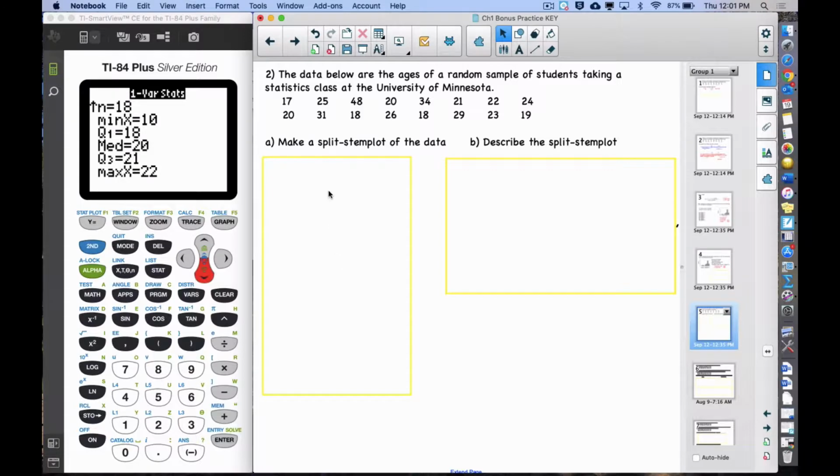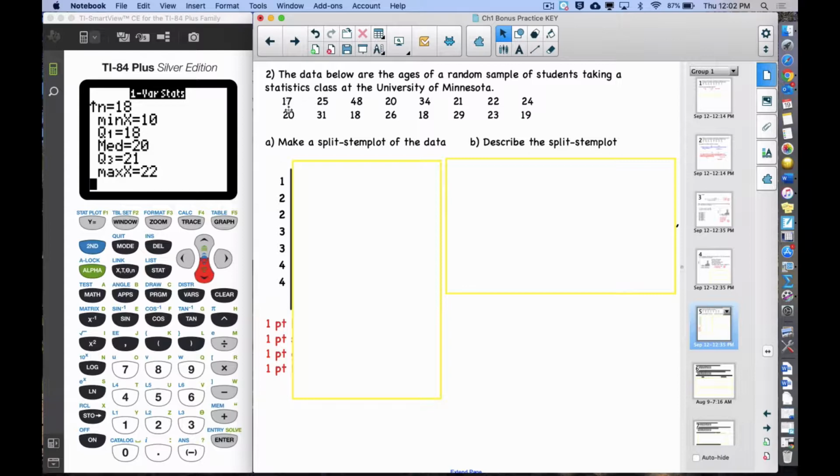Okay, next we have a new set of data. This is ages of a random sample of students taking a statistics class at the University of Minnesota. So first we want to make a split stem plot. Split stem plot means we're repeating stems. Now, if you have two 1s here, that's great and wonderful.